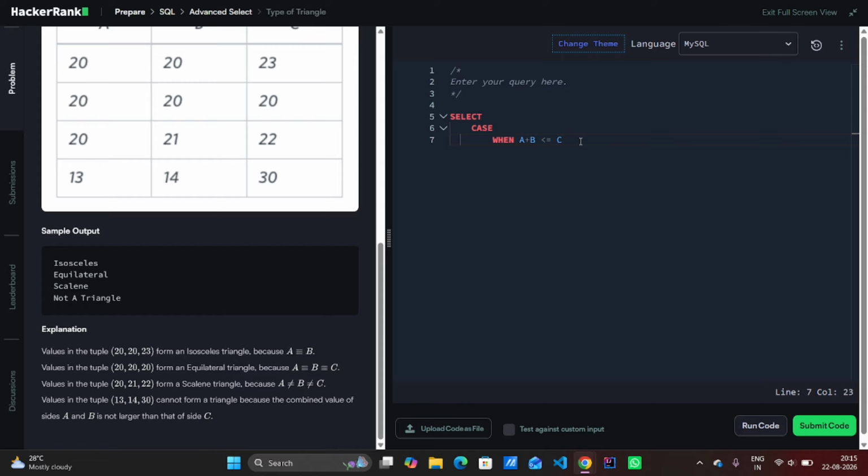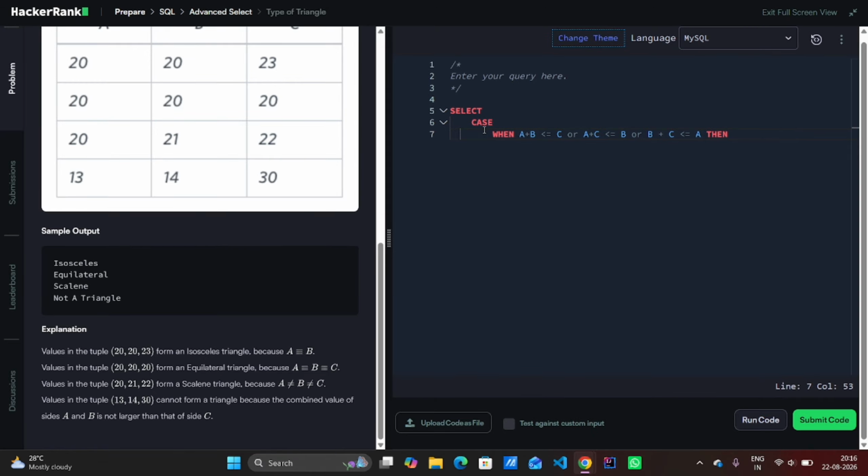So we are writing the first condition for it. A plus B should be less than or equal to C, or A plus C less than or equal to B, or B plus C less than or equal to A. When this condition holds, then this is not a triangle. Simple. Okay.